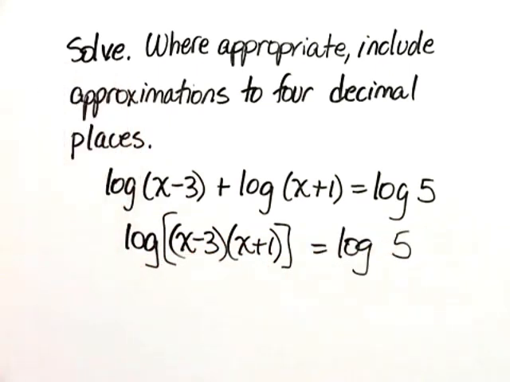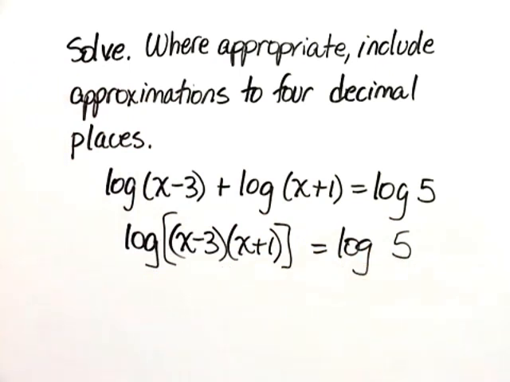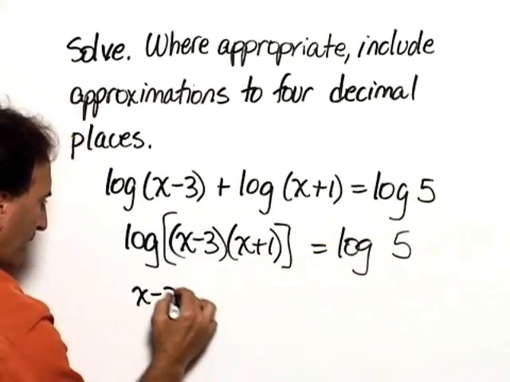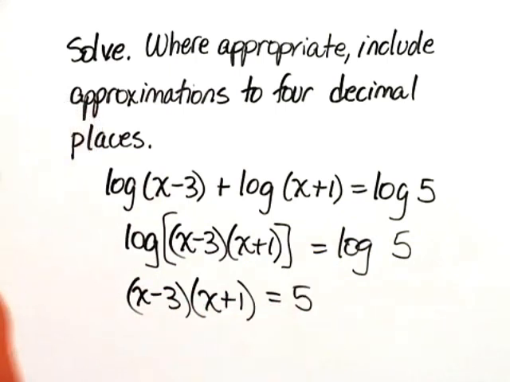Well, now you'll notice that we have the log of something equals the log of something different, but that means that those two are equal to each other. That is, (x minus 3) times (x plus 1) is equal to 5.